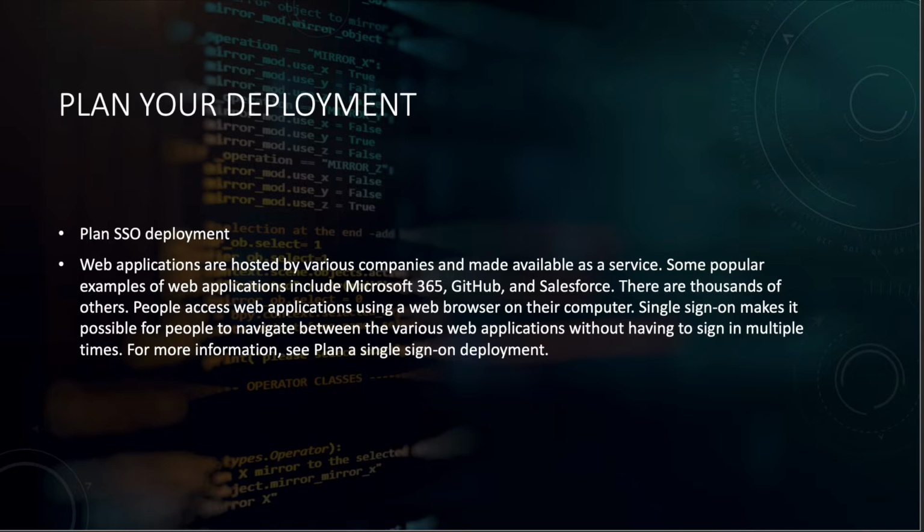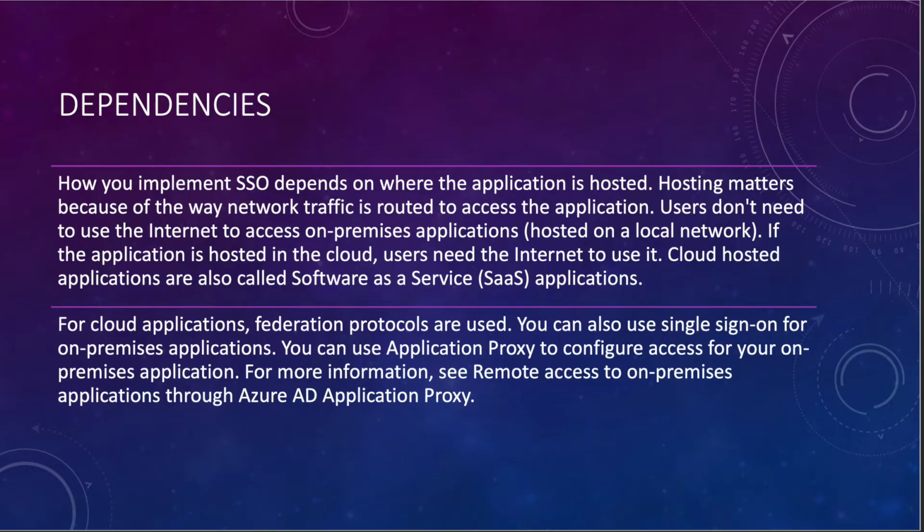So you do want to go and get a plan for single sign-in on deployment. You want to review that plan. It's on the website. It's really good to take a look at. So there's some dependencies here. SSO depends on where the application is hosted, right? Hosting matters, because of the way network traffic is routed across to the application. Users don't need to use the internet to access some on-premise applications, especially if they're hosted on a local network. So if you've already got stuff in your data center and you need it to have SSO, that's something you may need to program up, but it's all going to be local, right?